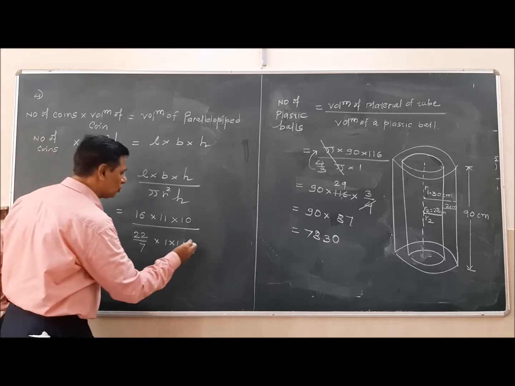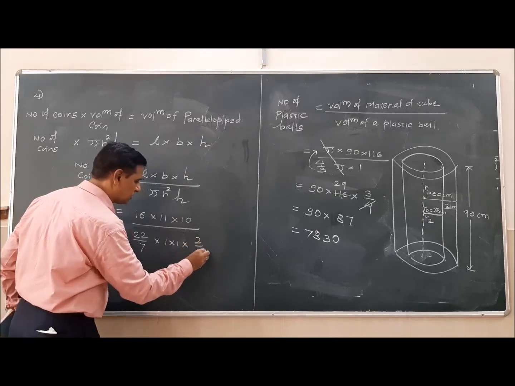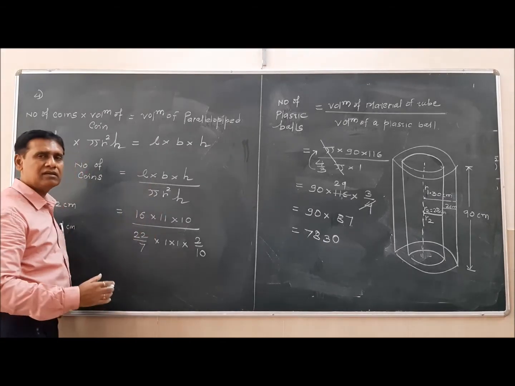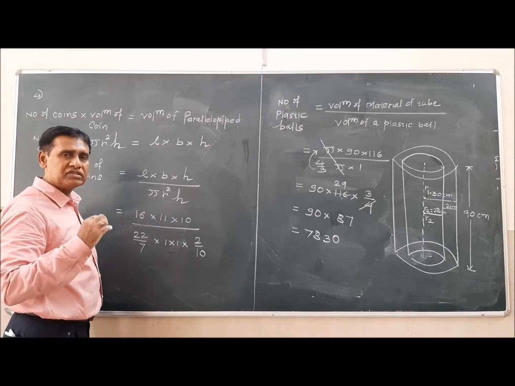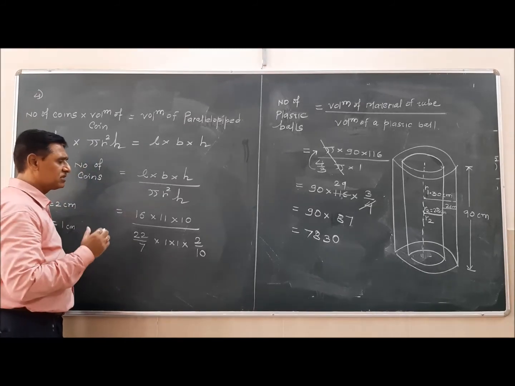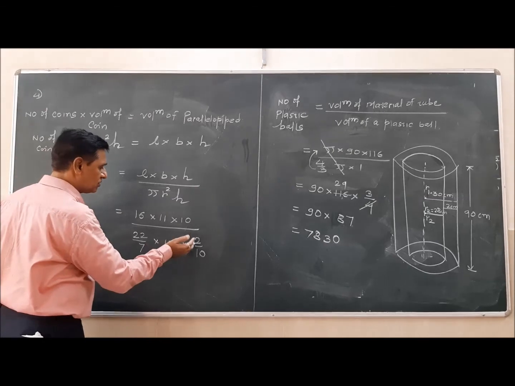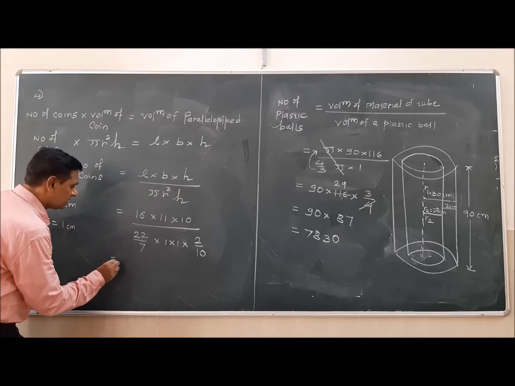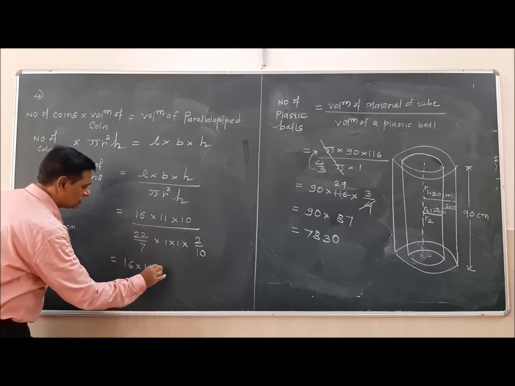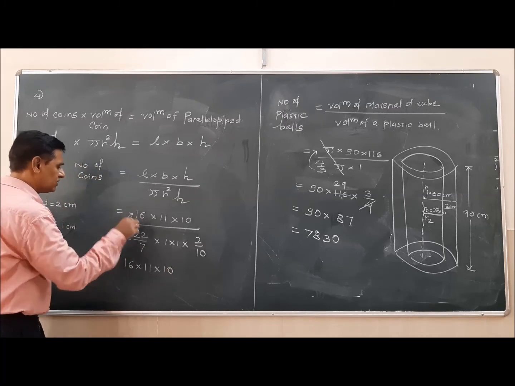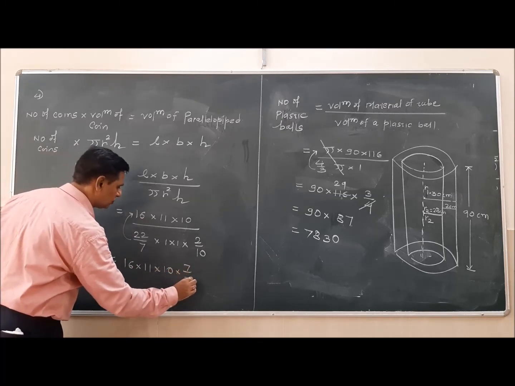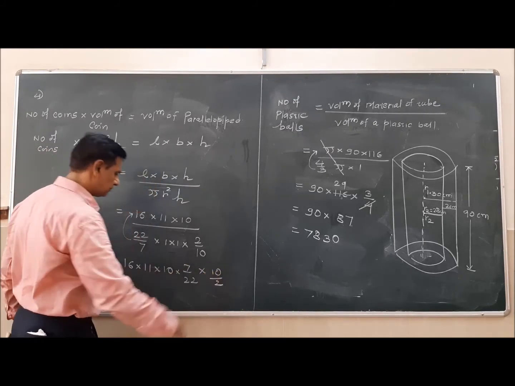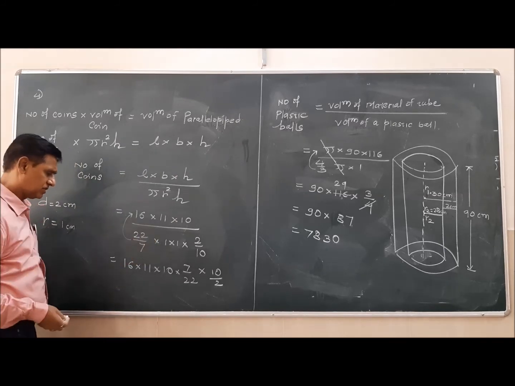If it is given as 2 millimeter, I must convert it into centimeter. Be careful here that the height of the coin means the thickness of the coin, which is given in millimeter. It is 2 millimeter. I convert it into centimeter by dividing by 10. Now the next part is very easy: 16 into 11 into 10. I'm going to take the reciprocal of this as 7 upon 22, and 2 upon 10 will become 10 upon 2. Now let's do the calculations here.